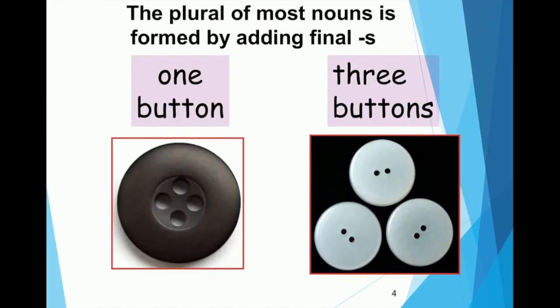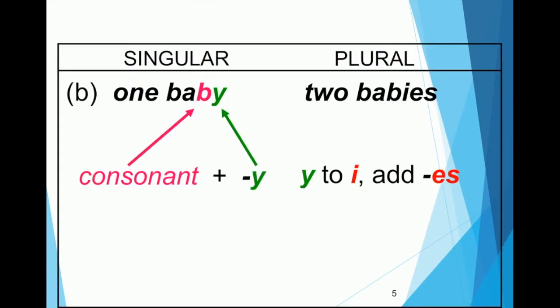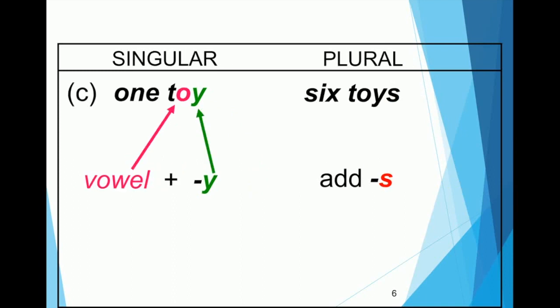The plural of most nouns is formed by adding final s. For example, one button, three buttons, one baby, two babies. Here you have a y preceded by a consonant. So in this case, you change the y to an i and you add es. So the spelling will be different. On the other hand, if you have a y preceded by a vowel, all you have to do is add s, like one toy, six toys.